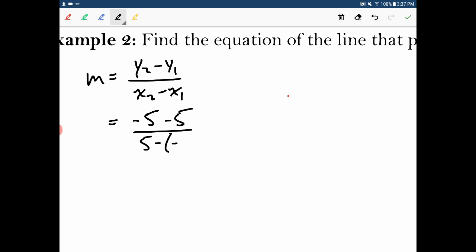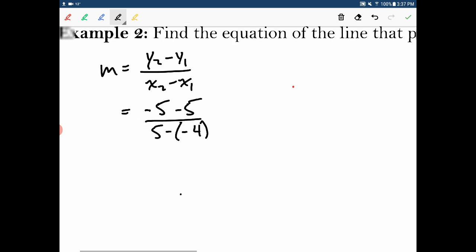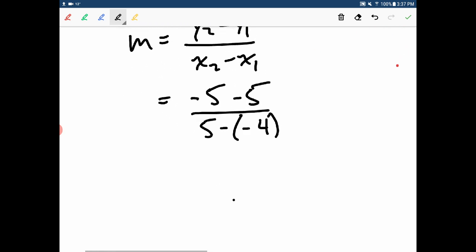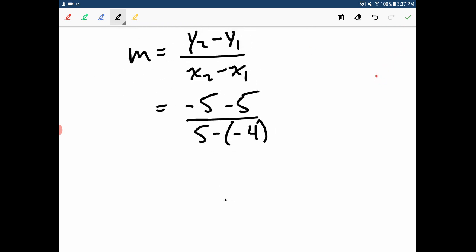minus negative 4. Okay. This is where people will often make mistakes, because we have this double negative thing going on here. So don't let that scare you. Just remember that you have to have both those negatives. Okay. And of course, we can simplify that. We can say that that's the same as having minus 5 over 5 plus 4. All right. Which gives us negative 10 over 9.